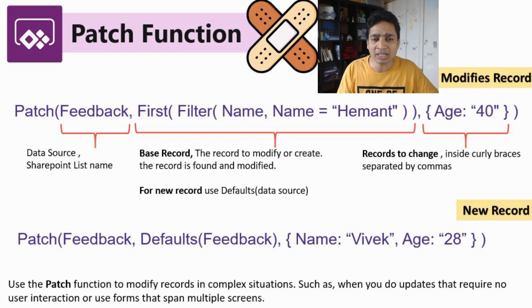So I'm saying you get me the default schema of this feedback list, and then in my third parameter I'm saying, once you get the default schema, insert the new values, which are the name is Vivek and age is equal to 28, into this particular data store. How do you write this thing? I will be going into more detail when we are doing our demo, so let's quickly jump into that.